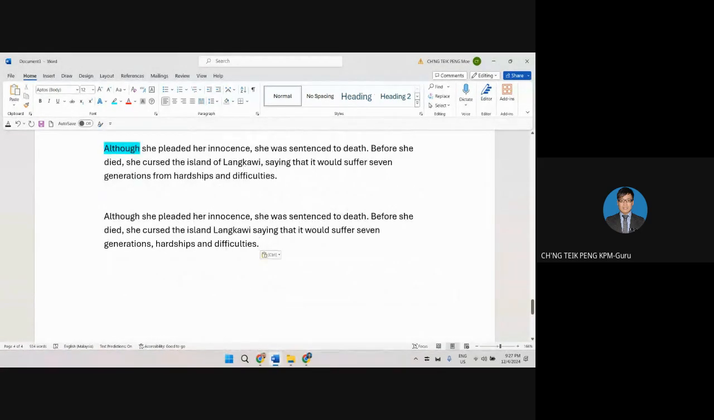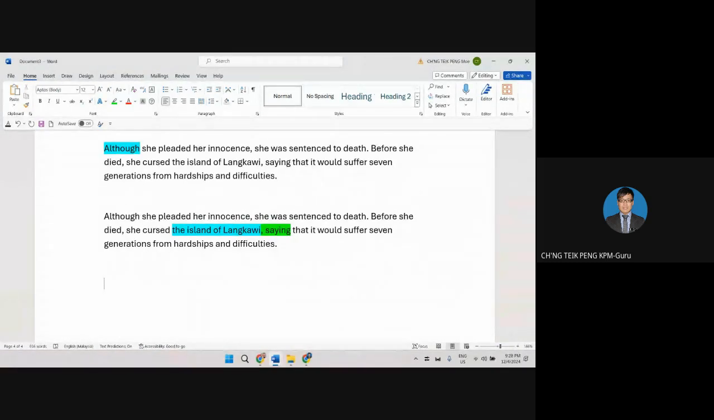Although she pleaded her innocence, she was sentenced to death. She cursed the island Langkawi. She cursed the island. What island? The island of Langkawi. So we have to use of here. And comma, at the same time, comma ing, it means at the same time, saying that it would suffer 7 generations, and then where does the suffering come from? 这些痛苦的来源是来自哪里呢？From hardships and difficulties.